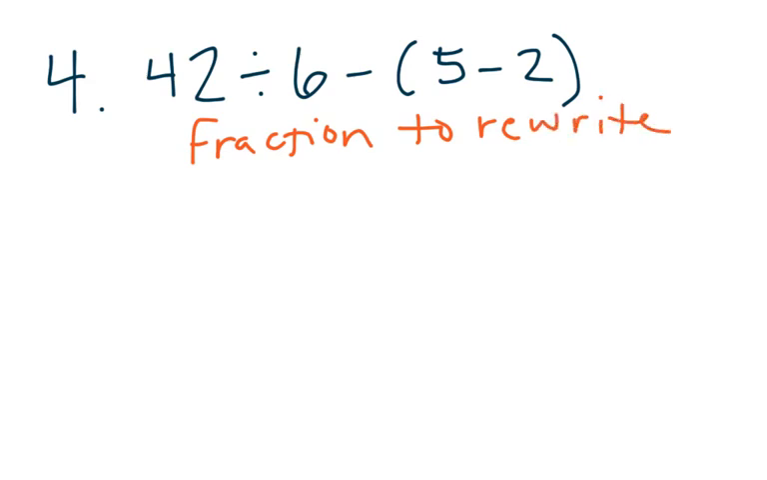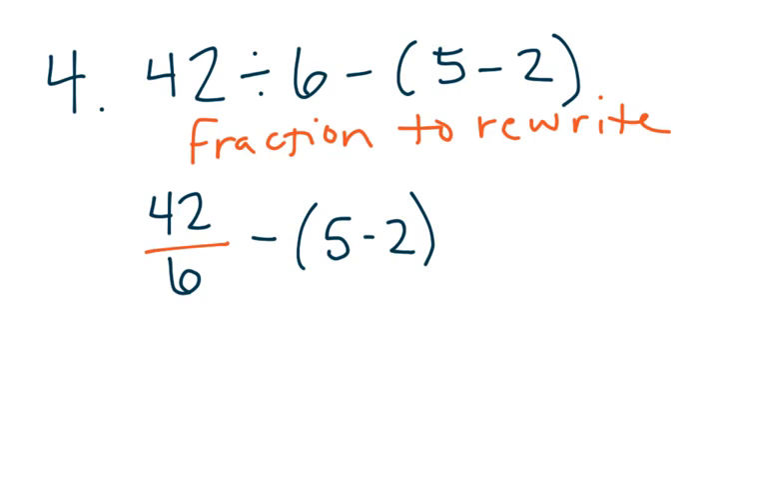Alright, so once we rewrite our fraction, which is 42 and then a division sign and 6, whatever that result is, we will then subtract, in parentheses, 5 minus 2. So, taking a look at our order of operations, whoopsie.